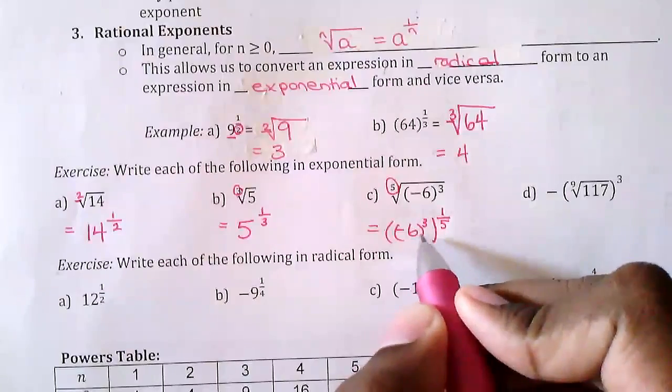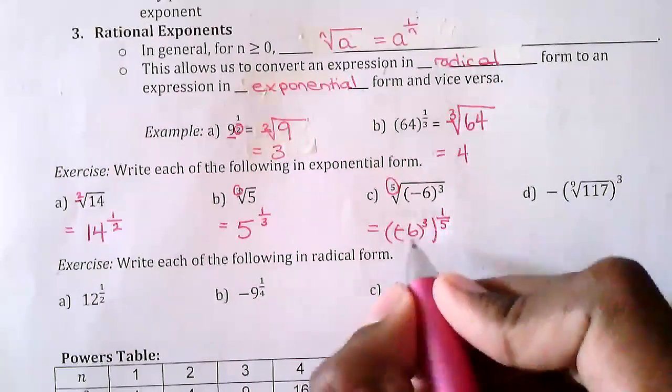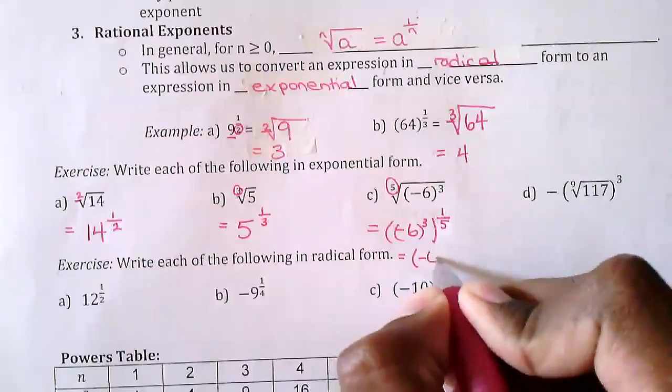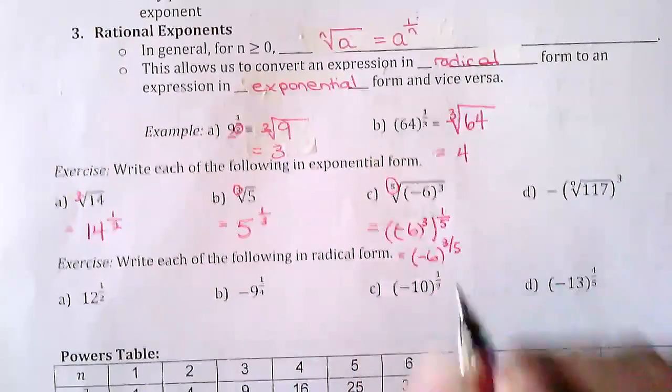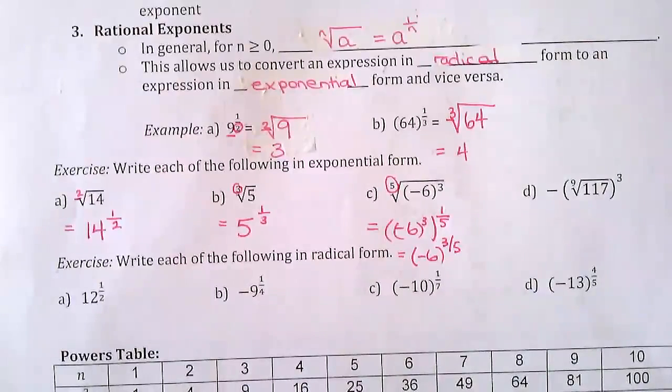We see here that we have a power being raised to an exponent. We know that that just means we can keep the base and multiply the exponents. So this is the same thing as saying negative 6 to the power of 3/5.